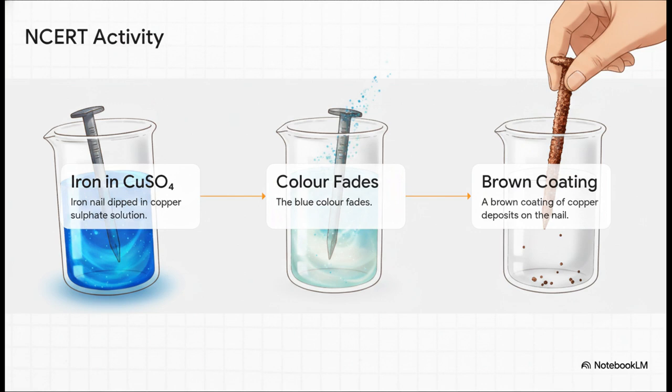And then, Step 3. You pull the nail out of the beaker and no way, it's no longer that shiny gray iron. It's covered in a rough, reddish-brown coating. That coating, it is pure copper. The iron literally ripped the copper out of the solution and took its place.